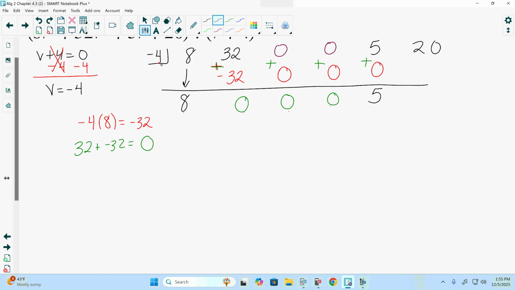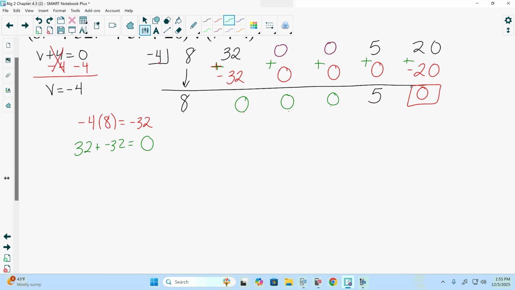And lastly, negative 4 times 5 is negative 20. And 20 plus negative 20 is 0. I think we're starting to get the hang of how this works, yes? And for the most part, in all this here, we can do pretty much all this on the calculator.